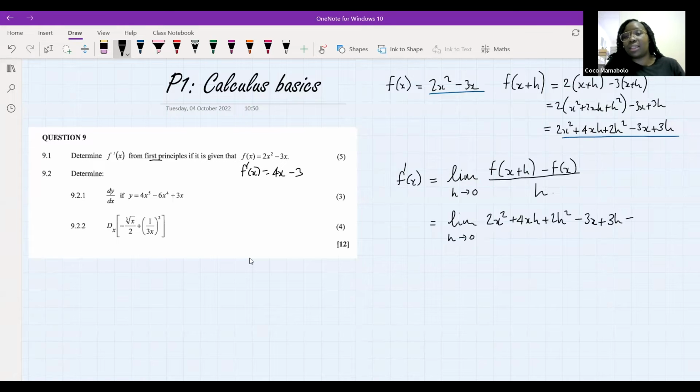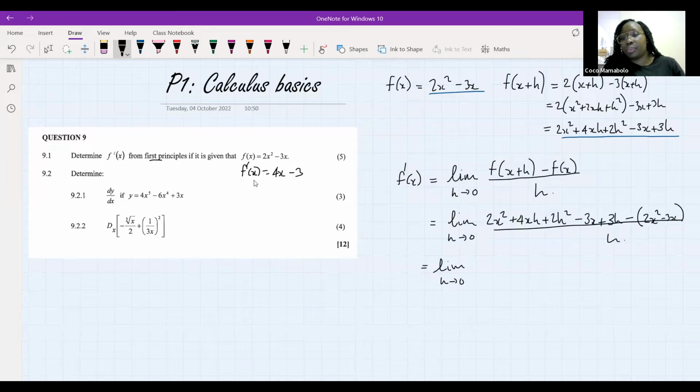And then I'm going to take this part over here and I'm going to put it in brackets because that minus is going to turn that negative 3x into a positive 3x. Okay, so I'm going to have 2x squared minus 3x in here. All of this over h, right? Things need to cancel out. Do not forget your limit. It must come with you.